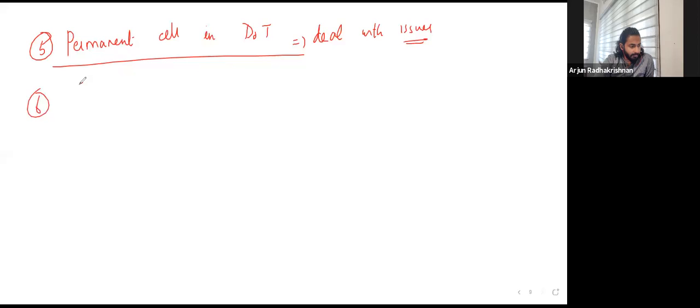Sixth is tariff. Tariff will be fixed by TRAI.